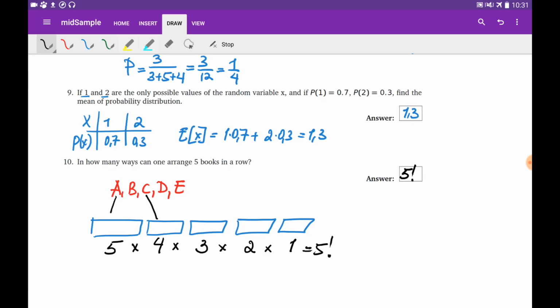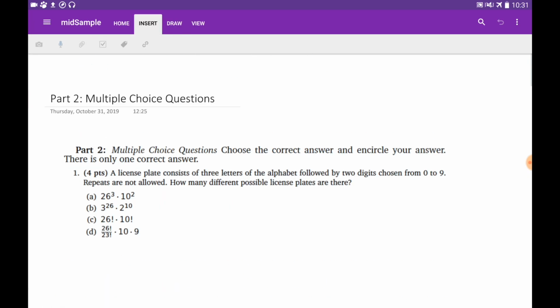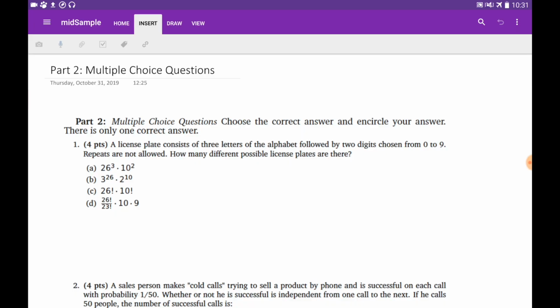So these are all the questions for the first part. Let's talk about the questions on the second part. The first question starts with the combinatorial analysis question.